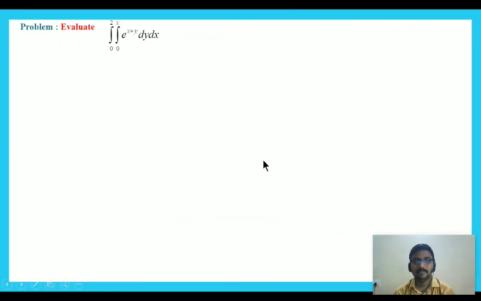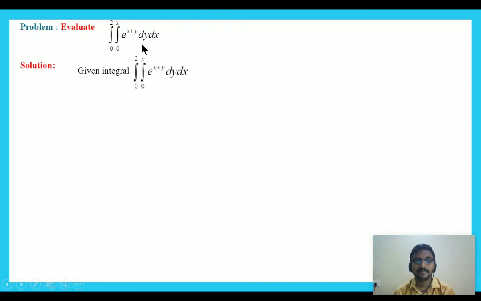Another problem. Evaluate the integral 0 to 2, integral 0 to x, e power x plus y dy dx. Here the integrand function is the exponential function e power x plus y. The order is with respect to y and then x. Here the limits 0 to x are related to y. Y limits are in terms of x, and the outer integral limits are 0 to 2. Here the limits of x are constant. The order is, first we have to apply with respect to y and then x.